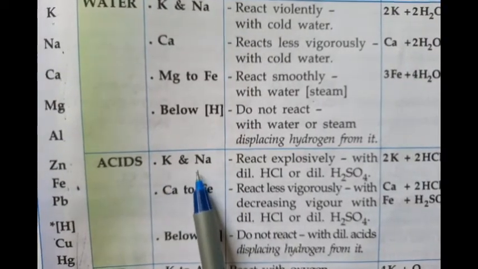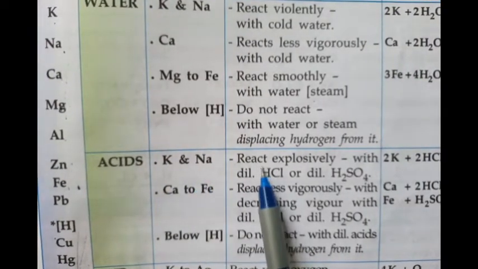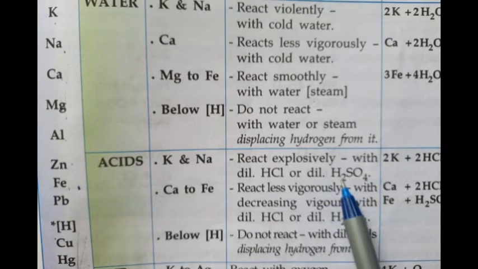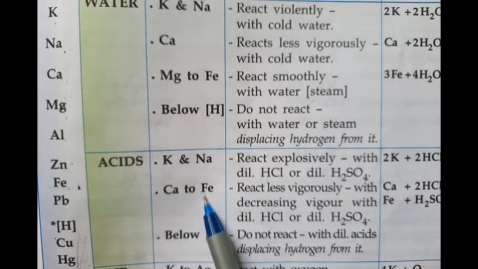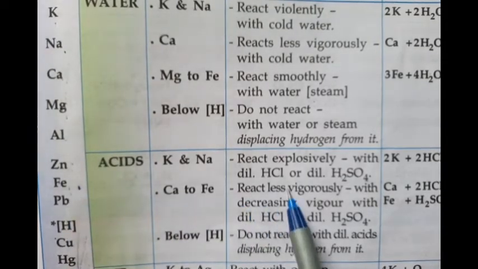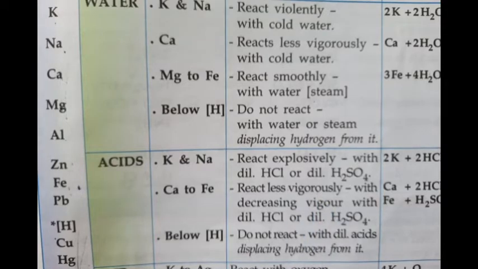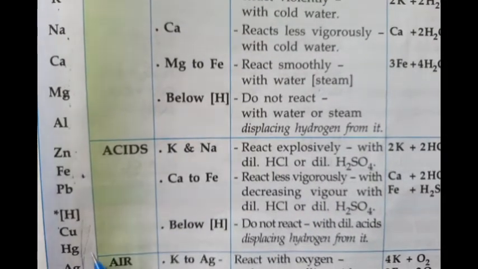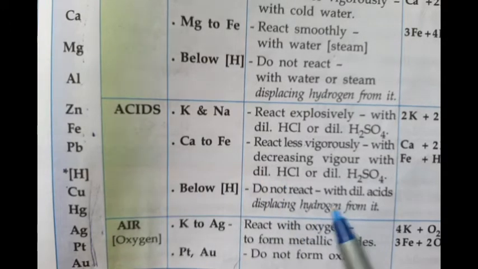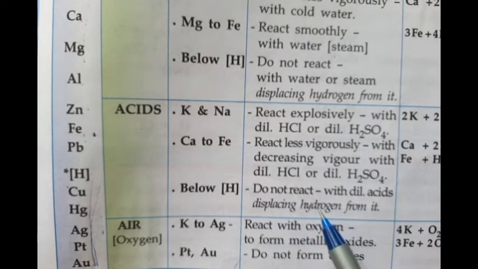Sodium and potassium, the first two members of the activity series, react explosively with dilute hydrochloric acid. Dilute means containing water, and dilute sulfuric acid. No need to remember the reaction. Whereas calcium to iron, which is here, reacts less vigorously with acid. Whereas again below hydrogen, copper, mercury, silver, platinum, gold do not react with acid to produce hydrogen gas. Same as in the water case.